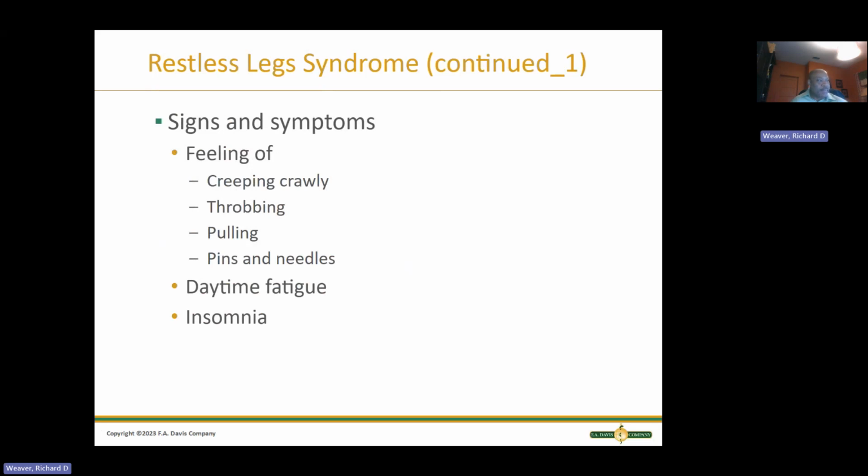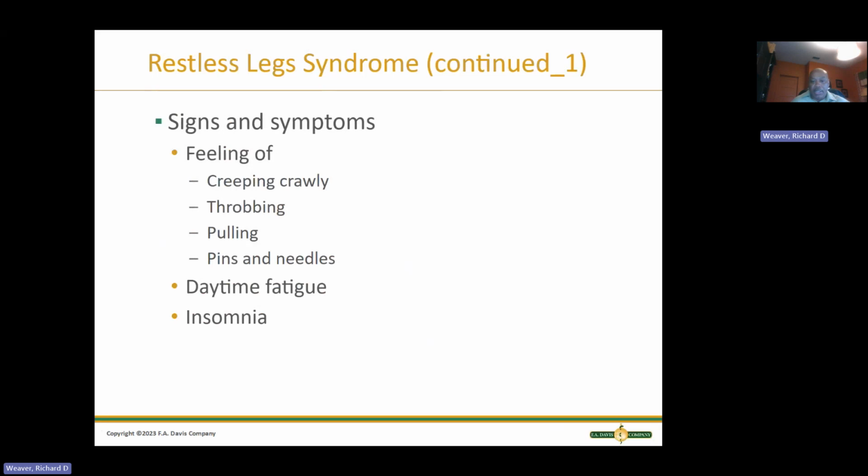And they experience daytime fatigue as well as insomnia because, again, as I said, this typically happens at rest or at nighttime, and so it's difficult for them to sleep, and so they may have a problem staying up at nighttime. And so sleep deprivation can impact their work performance as well as their ADLs.